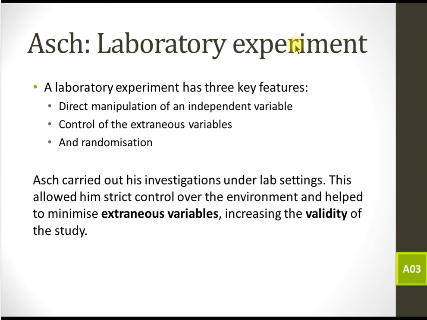Asch's experiment was laboratory based. That means that he had direct manipulation of an independent variable. He could control any extraneous variables such as environmental factors like light, heat, the amount of time that the lines were presented, which lines were presented. He could control things like what the confederates said, where they sat, and all that sort of stuff. So he had a huge amount of control over the study. Randomization is also an important part of the laboratory experiment.